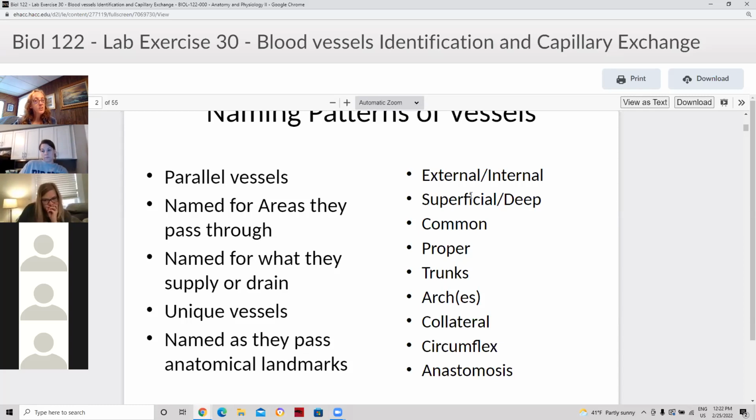You have external and internal. You have external arteries, internal arteries, external veins, internal veins. You have superficial arteries and deep arteries, superficial veins and deeper veins.